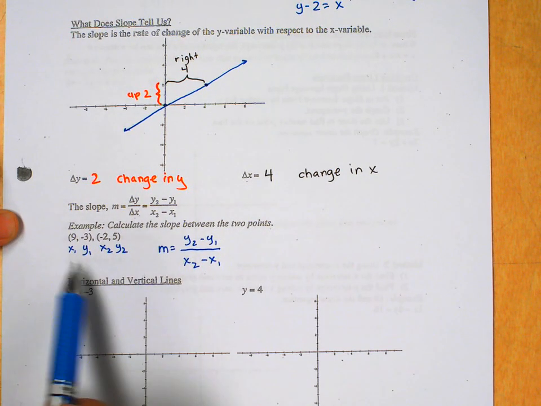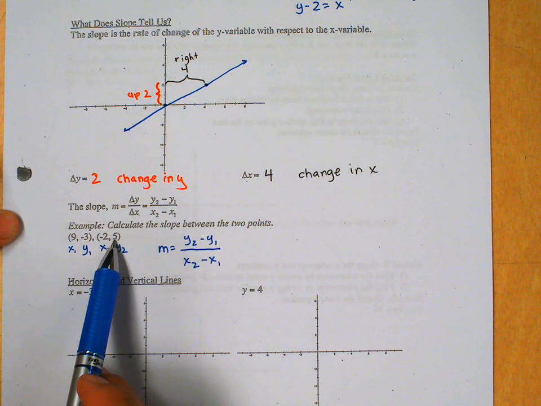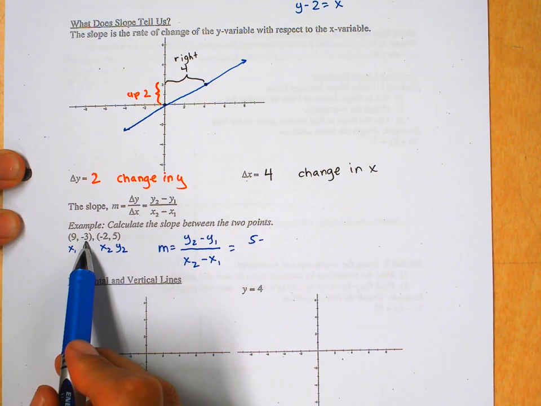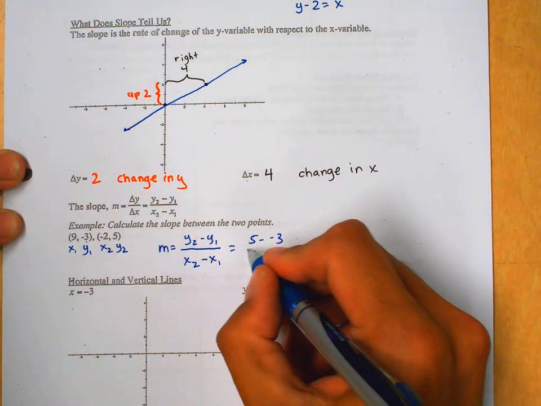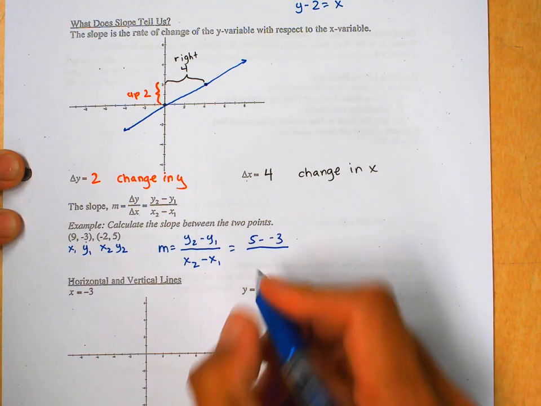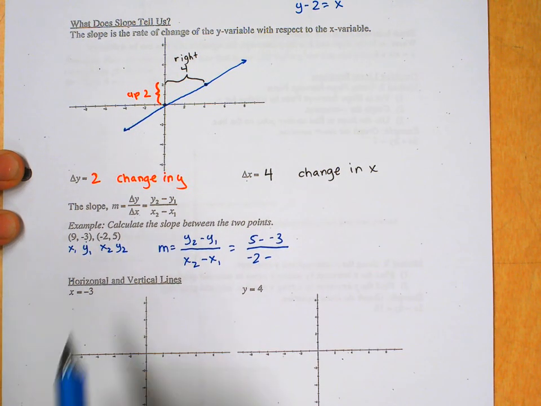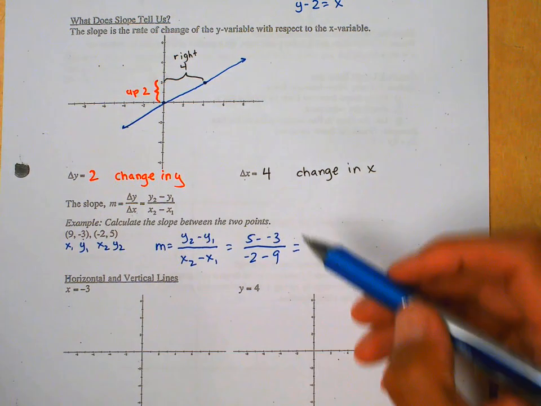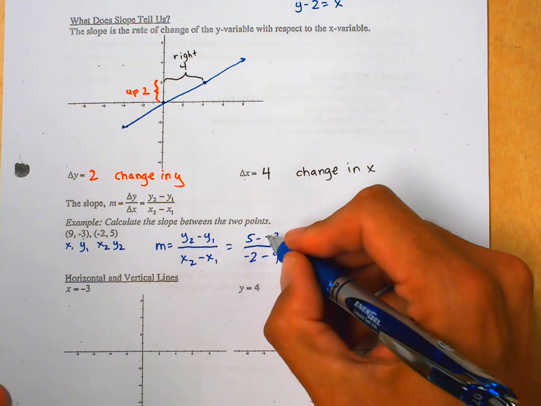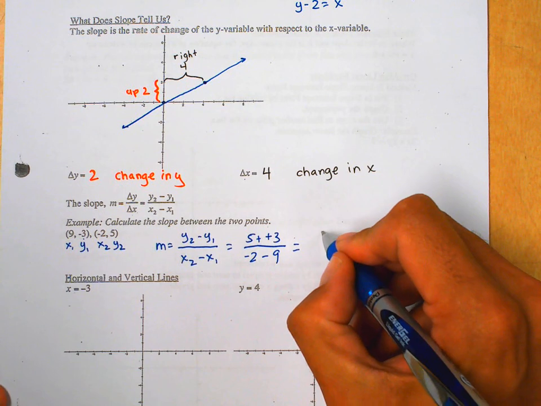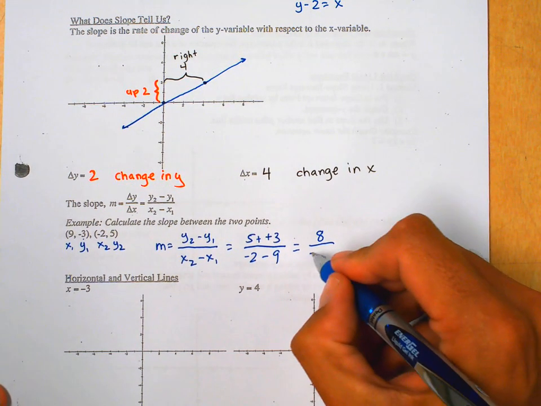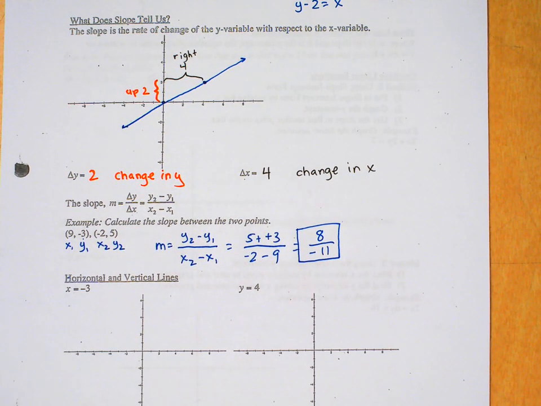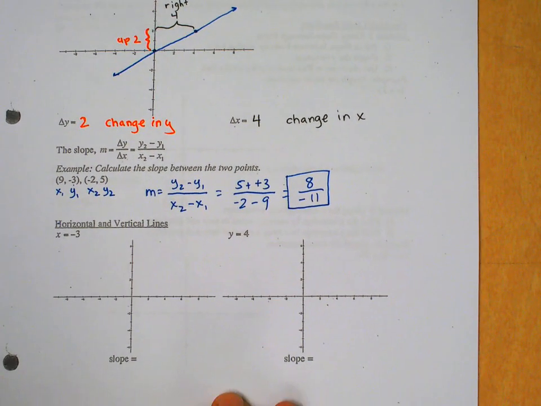And so we just go and plug the appropriate values in. So y2, we go right here, y2 is 5. So 5 minus y1 is -3 over x2 is -2 minus x1 is 9. And then we simplify right here, the 2 negatives are going to become plus, and so 5 plus 3 is 8 over negative 2 minus 9 is negative 11. So there it is, calculated the slope, no problem.